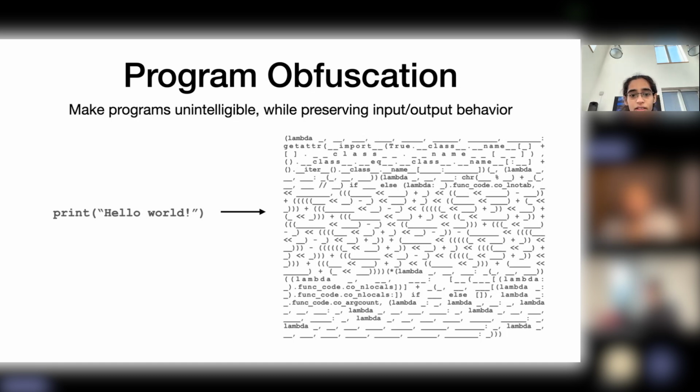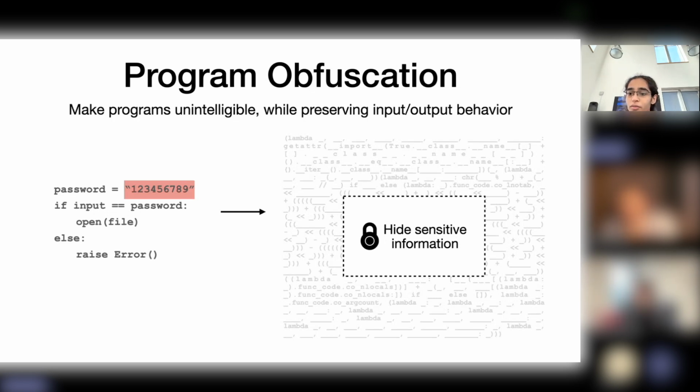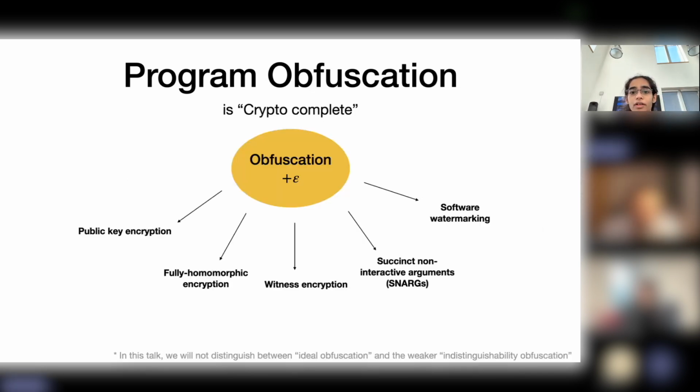Why do we care? Well, things start to become more interesting if you have more interesting programs on the left. For example, this program that checks whether you inputted the correct password. This has some secret information. So it would be really nice if you could obfuscate it in a way that hides what the password is. And this is why it's such an important tool in cryptography. It's so powerful that it's considered to be crypto complete. Obfuscation of programs with just very minimal other assumptions basically gives you everything that a cryptographer could dream of. So it gives you public key encryption, the bread and butter, but also more exotic types of encryption like fully homomorphic encryption, witness encryption, fancy proof systems like SNARKs, and even things like software watermarking.